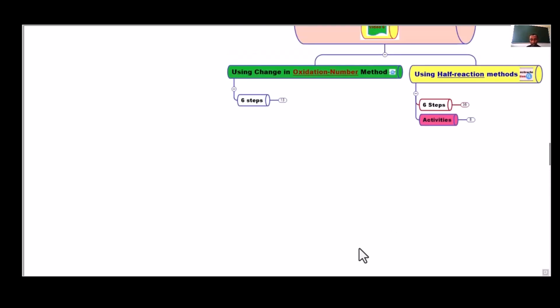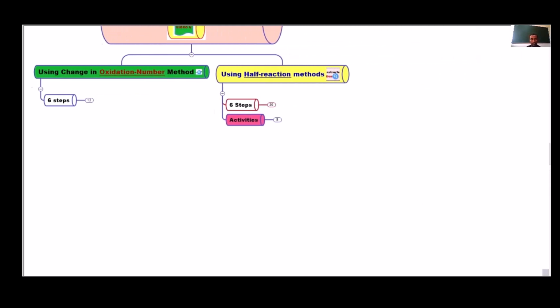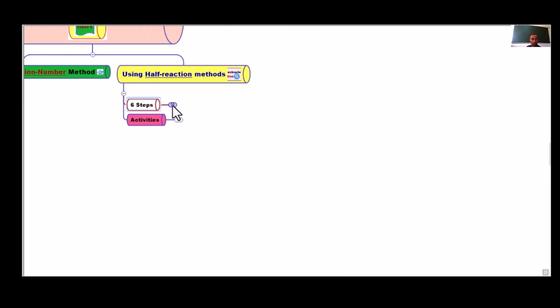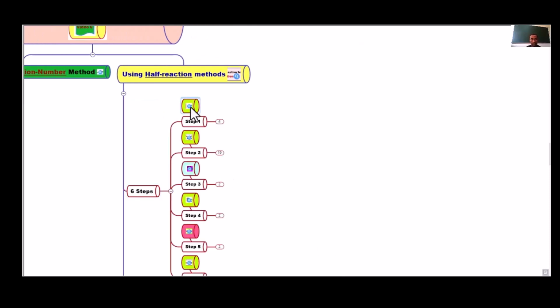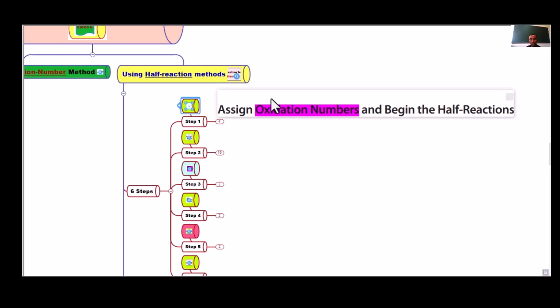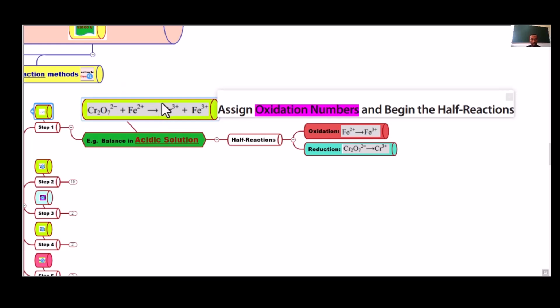Another is balancing a chemical reaction by using the half reaction method. We also have 6 steps. The first step is to assign oxidation numbers and begin with the half reactions. For example, if you are asked to balance this chemical reaction, you may be asked to balance it in acidic media or in basic media. In this case, you are asked to balance this chemical reaction in acidic media. So write the half reactions. Iron is oxidized and chromium is reduced.